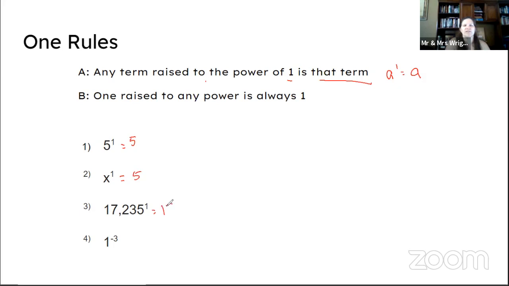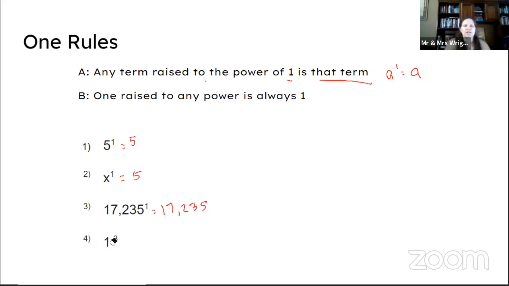17,235 to the power of 1 is 17,235. And again, this has an implied exponent of 1. So exponents are always there, just like coefficients. You just don't always see them. Same with this, it's over an implied number 1 here. So there's a lot of stuff in math that is implied.